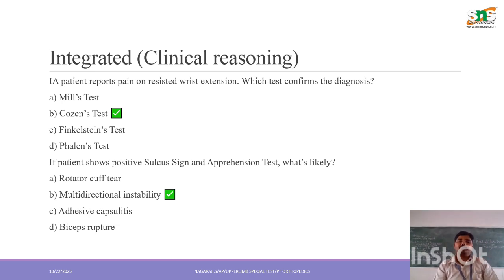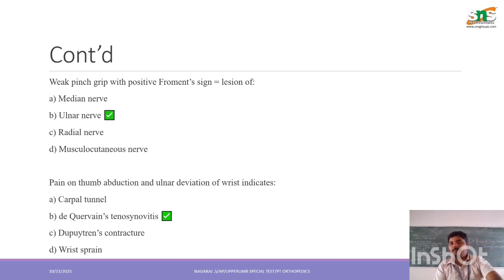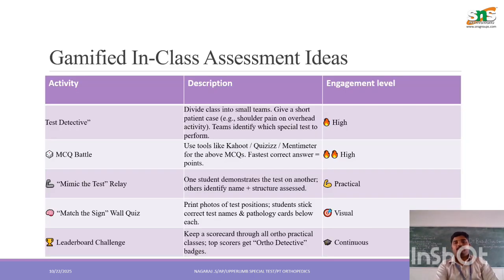If a patient shows a positive sulcus sign, or the apprehension test, what is likely: rotator cuff tear, multidirectional instability, adhesive capsulitis, or biceps rupture? The correct answer is multidirectional instability. Then weak pinch grip with a positive Froment sign: median, ulnar, radial, or musculocutaneous? The correct answer is ulnar palsy. Then pain on thumb abduction and ulnar deviation indicates carpal tunnel, De Quervain's tenosynovitis, Dupuytren's contracture, or disc pain. Correct answer is De Quervain's tenosynovitis. This is the gamified assessment for the class.